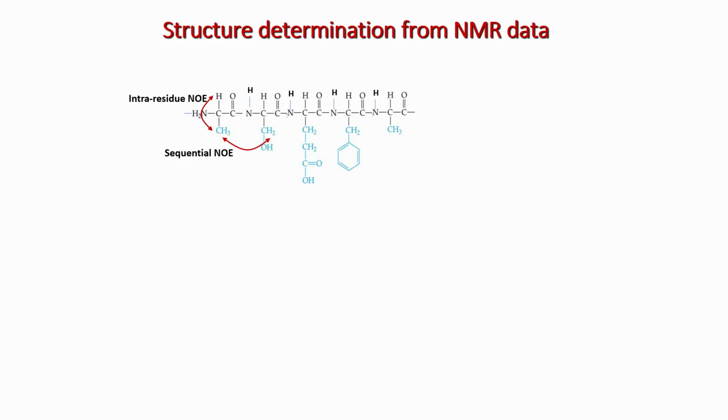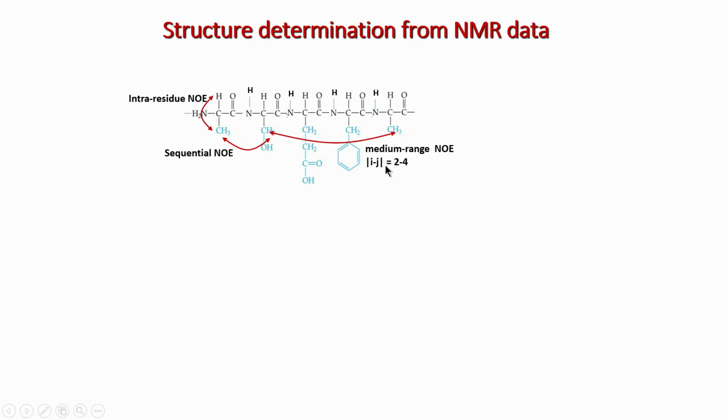So, about 3 to 3.5, and you would not expect a big difference based on the structure. So, sequential NOEs again are not so critical, but they are again present in the spectrum, and we have to identify them and assign them. A third category is medium range.